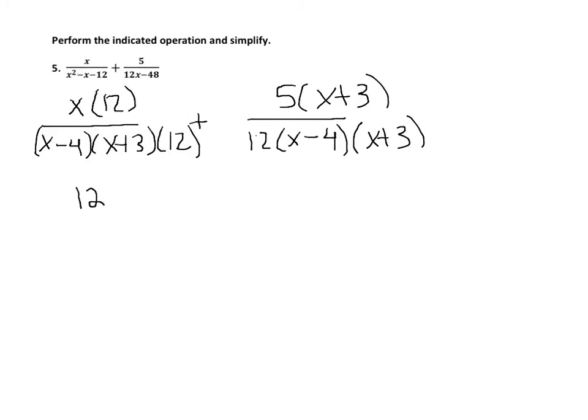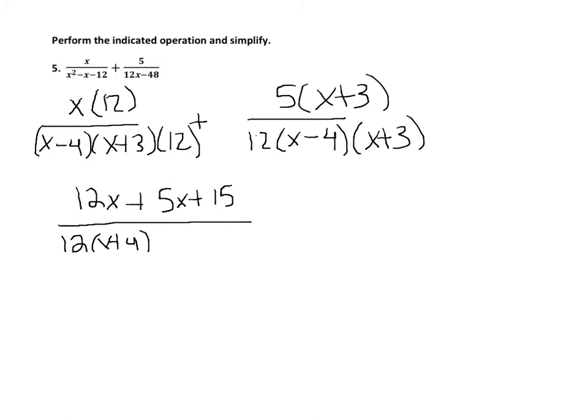So I have 12x plus 5x plus 15 over. Now look, see how this denominator and this denominator are the same? That means you can combine them. So you have 12, x plus 4, x plus 3. Combine like terms on the top now, so 12x plus 5x, 17x plus 15.